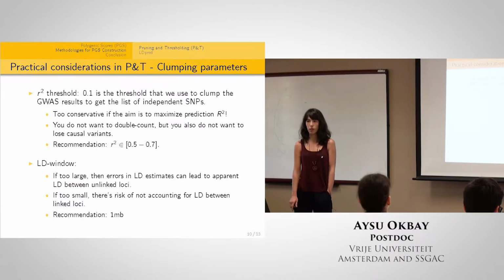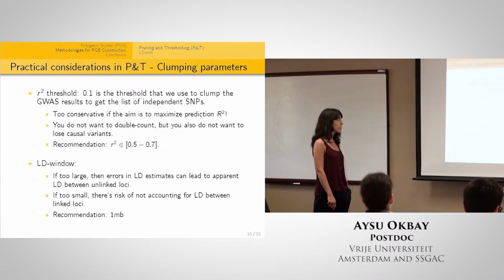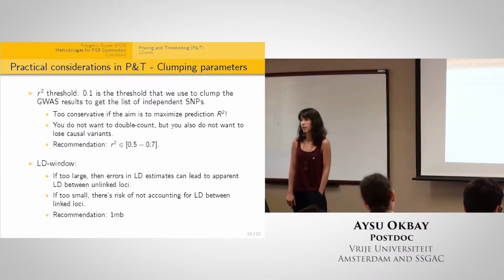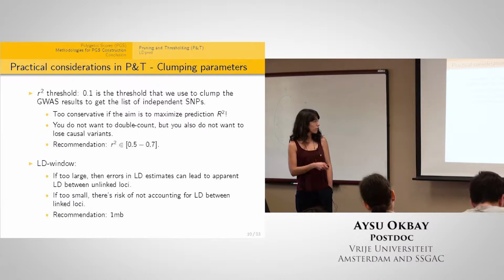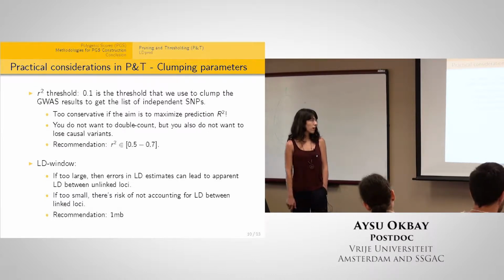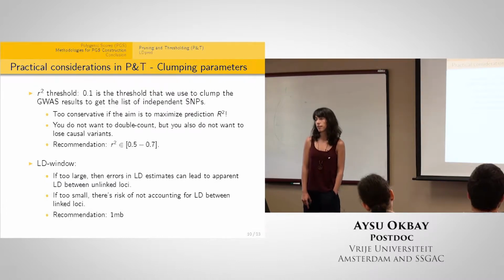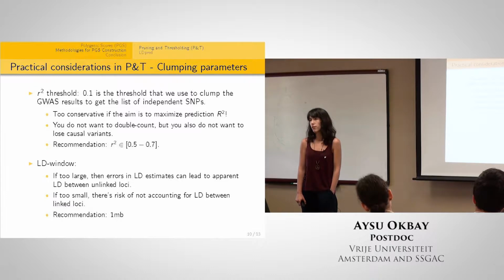So you are dropping a lot of SNPs that might be actually different signals. So in prediction, when you're constructing scores, in my experience, usually 0.5 to 0.7 gives the best results. Again, this is heuristics, but 0.1 is definitely too low, so you don't want to go as low as that, I don't think.